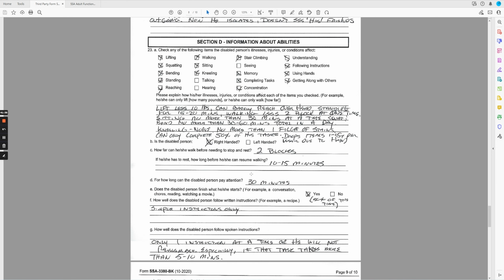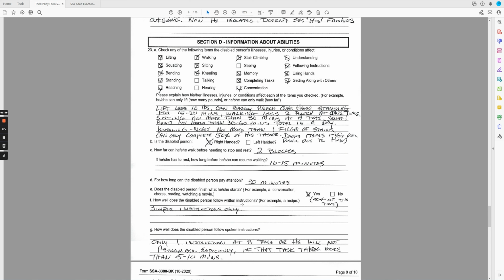Here, how far can he walk before needing to stop and rest? 2 blocks, and rest for 10 to 15 minutes at a time. How long can the disabled person pay attention? 30 minutes. And the reason they talk about 30 minutes is it's a standard TV show, a sitcom back in the day, and so a lot of judges like to use that as an example.